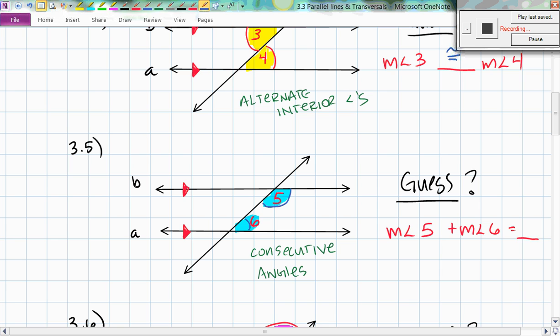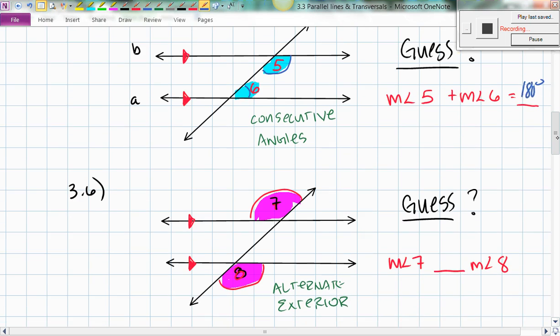How many people guessed what Hyro guessed? Well, I actually knew. Oh, you knew. Oh, okay, yeah. So 5 and 6 add to 180 degrees, right? Angle 5 plus angle 6. So theorem 3.5 says that consecutive angles are supplementary. They add up to 180 degrees. Now, A and B have to be parallel in order for that to be true. Okay, let's do 3.6.